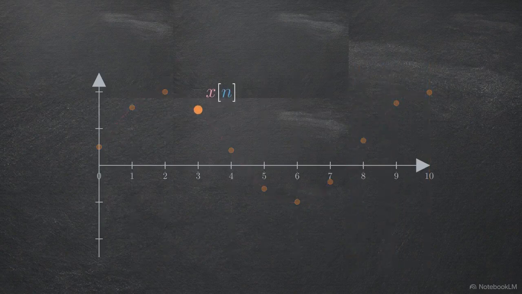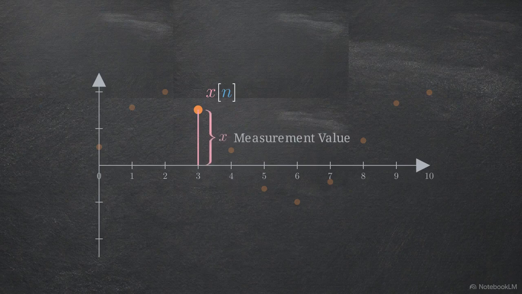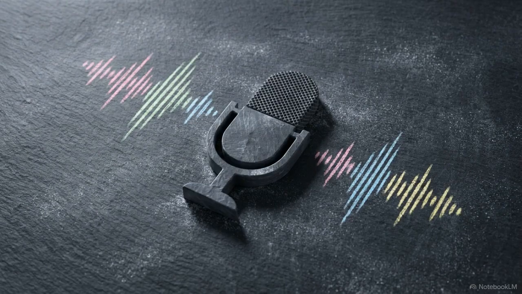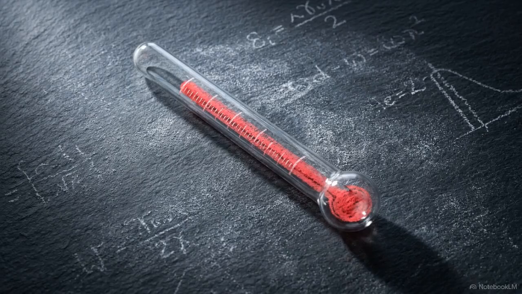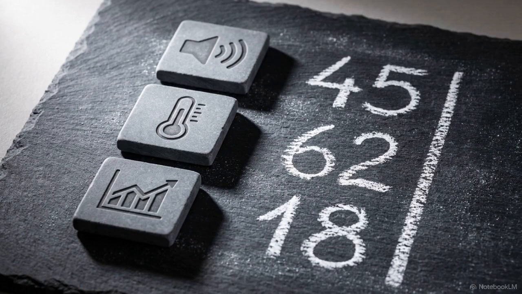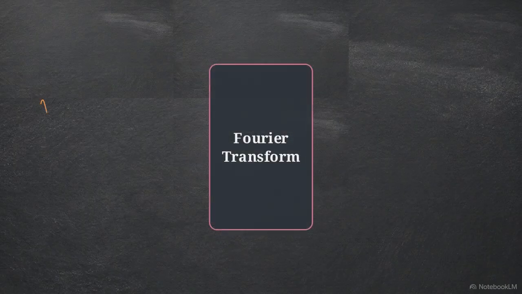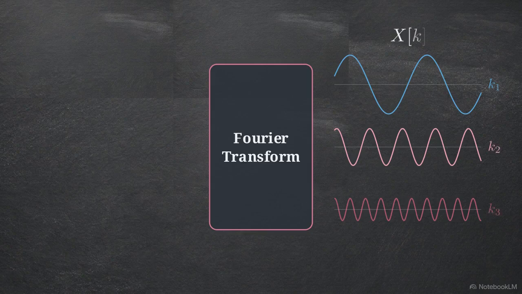We denote this time domain signal as x of n, where x represents the measurement value and n represents the specific time sample index. Whether measuring an audio wave, the daily temperature, or a stock price, these datasets consist entirely of standard real numbers. There are no imaginary components in a thermometer reading or a bank account. The primary goal of digital signal processing is to take that strictly real time domain signal and extract the individual hidden frequencies operating inside it.